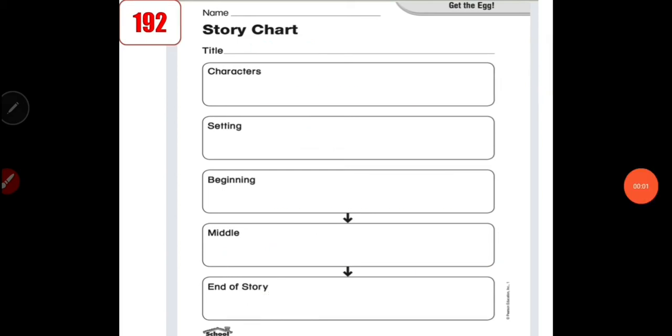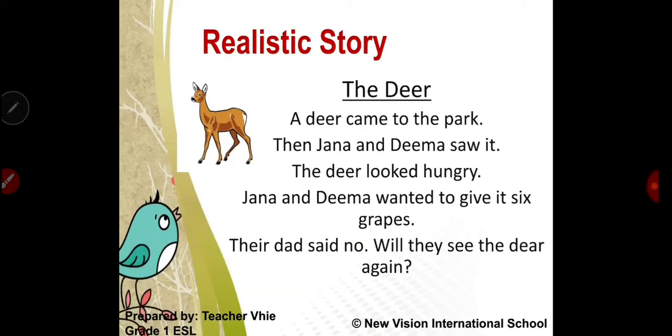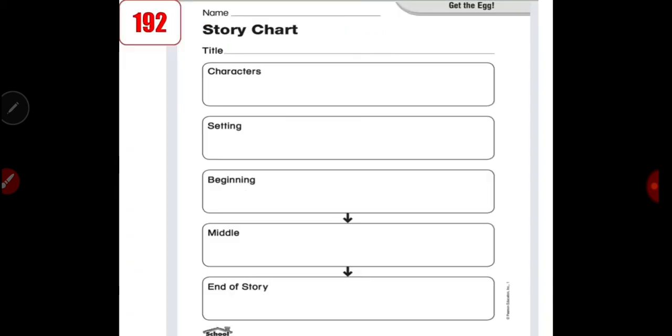Kindly open your book on page 192 and you'll see the story chart. The story chart is composed of the following: the title, the characters, setting, beginning, middle, and the end of the story. So using the story I gave you, which is entitled The Deer, you're going to transfer it into the story chart. You have to copy them one by one.